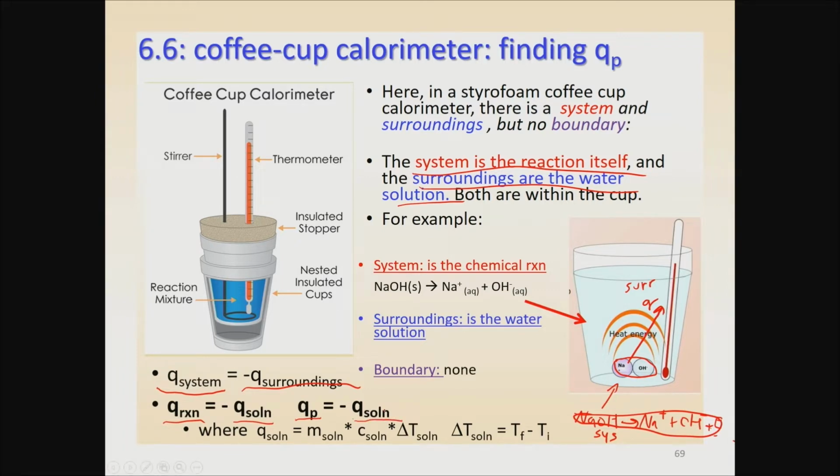And of course, when you're relating these heats of the system reaction at constant pressure to the surroundings and the solution, you have to change the signs. Now, what you'll see is that you can figure out what the heat of the solution is. In other words, we can figure out how much heat the water solution has absorbed or released into the chemical reaction. And that's just going to be equal to the mass of the solution times the specific heat of the solution times the temperature change of the solution, where the temperature change of the solution is just the final temperature of the solution minus the initial temperature of the solution.